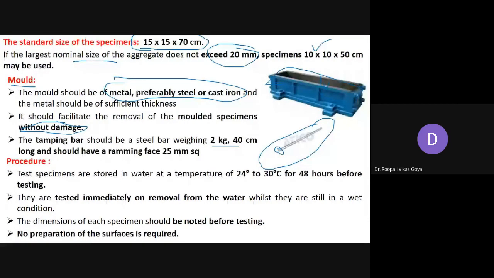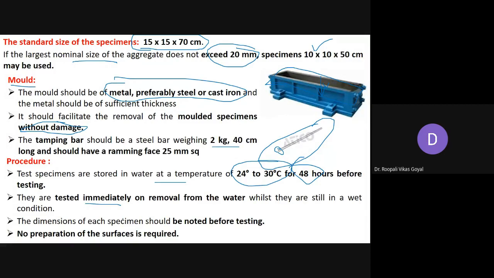The test specimens are stored in water at a temperature of 20 to 30 degree for 48 hours before testing. So before testing we are applying the curing period, which would be 28 days, and before testing at least for 48 hours it should be stored in water. It should be tested immediately on removal from water. It should not be that we test after 1 hour or 2 hours, because there will be a varying degree of dryness, and we don't want that. We have to take out the specimen from the curing tank and immediately test it.